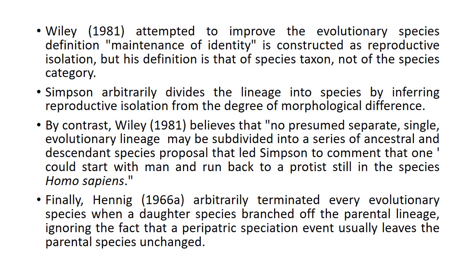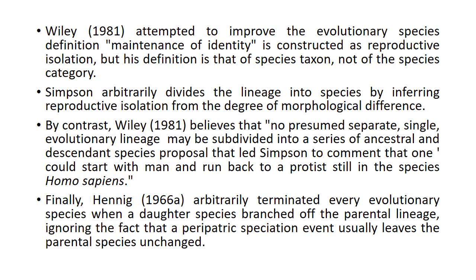Wiley in 1981 attempted to improve the evolutionary species definition by maintenance of identity, which is construed as reproductive isolation, but his definition is that of a species taxon, not of the species category. Simpson arbitrarily divided the lineage into species by inferring reproductive isolation from the degree of morphological difference without having any strong evidence of the reproductive isolation. It was just inferred from the degree of morphological difference that there might be some kind of reproductive isolation from the samples of different time scale.